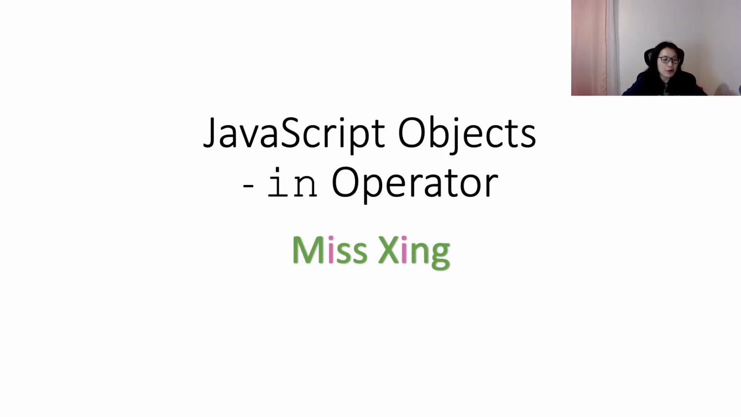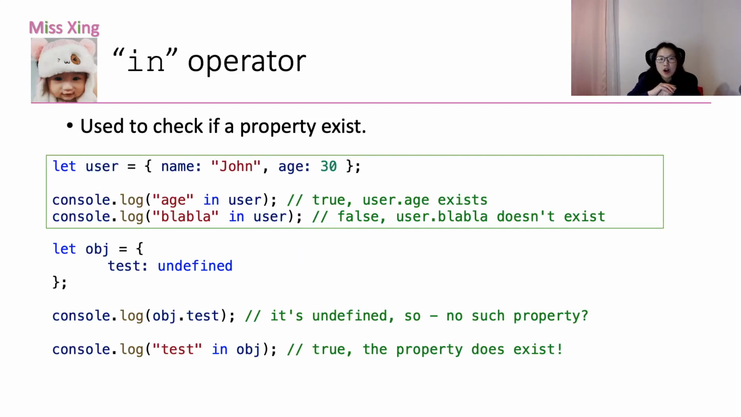This video I will cover the in operator. Some people probably used it before, like when we want to loop an object, we can use for...in, okay? And the in operator here is kind of like that. So now let's take a look at what it is. The in operator we can use to check if a property exists in an object.